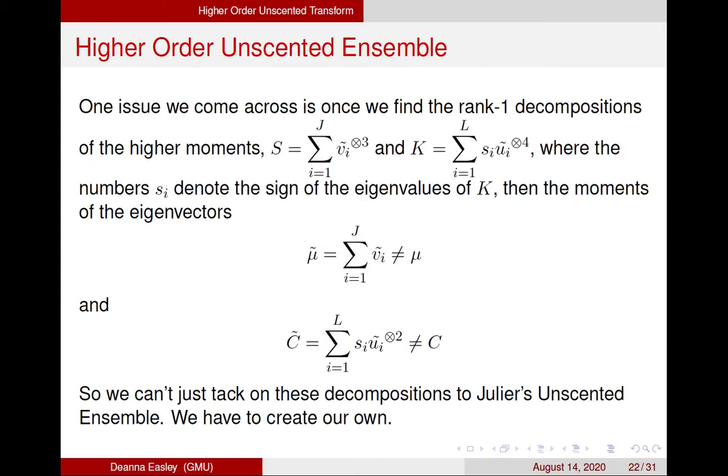Now that we've found how we determine the rank 1 decompositions of the skewness and kurtosis, one issue that arises is that once we've found these, the moments of the eigenvectors that we find don't actually match the mean and covariance, which means we can't just tack on these decompositions to the unscented ensemble. So, what does this mean for us?